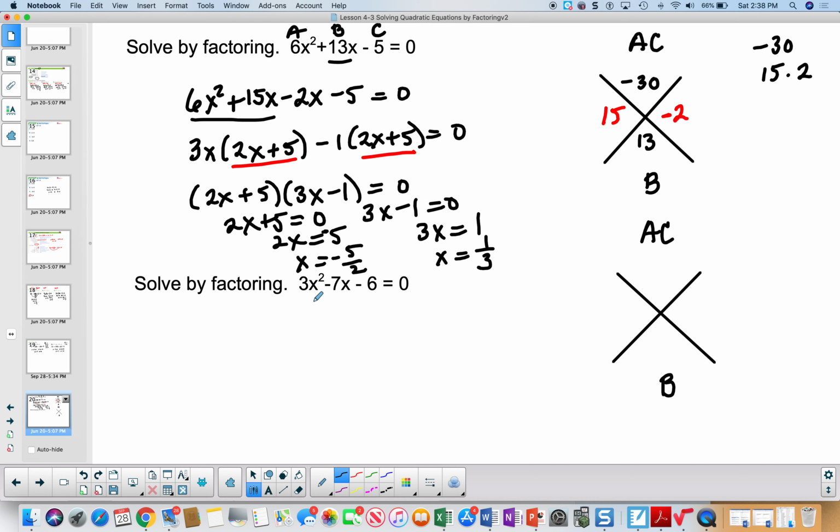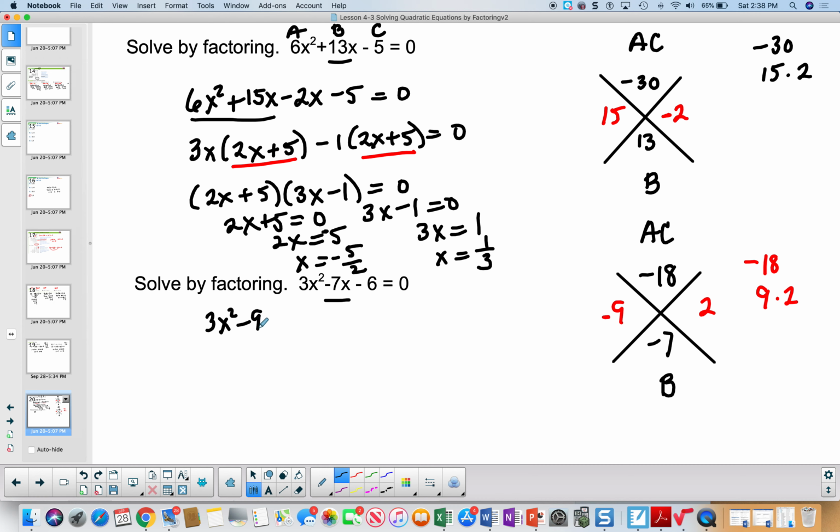Let me show that again. AC, multiply the A and the C, and that's going to be -18. My B term is -7. I'm looking for two numbers that multiply to -18 but add up to 7. Some good numbers are 9 and 2. Now remember, I want to multiply to -18. That means one of these has to be negative, and I want more negatives, so I'm going to put the negative right here.